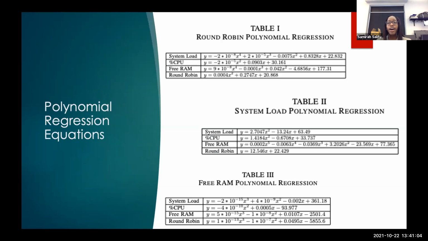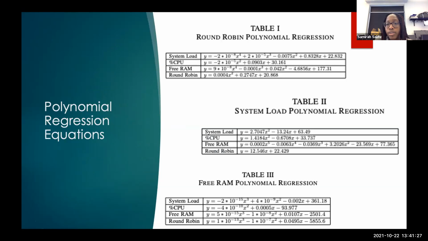And so I created polynomial regression equations for all of the load balancing algorithms to compare them. Whenever an equation has a power of x to the fourth or even x to the fifth in some cases, that means that the load balancing algorithm struggled to follow a trend line, and that load balancing algorithm isn't exactly the most efficient.